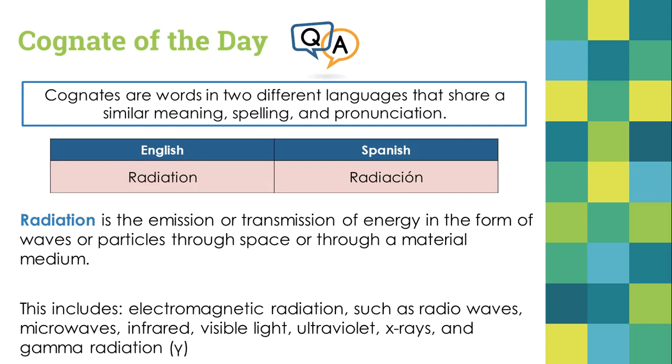All right? Our cognate of the day is radiation, which in Spanish would be radiación. So what is that? Radiation is the emission or transmission of energy. That means we have energy transfer in the form of waves or particles through space or through a material medium. Since it specifies a material medium to make this happen, that means that in outer space we don't have the conditions to communicate this radiation. We don't have the medium.